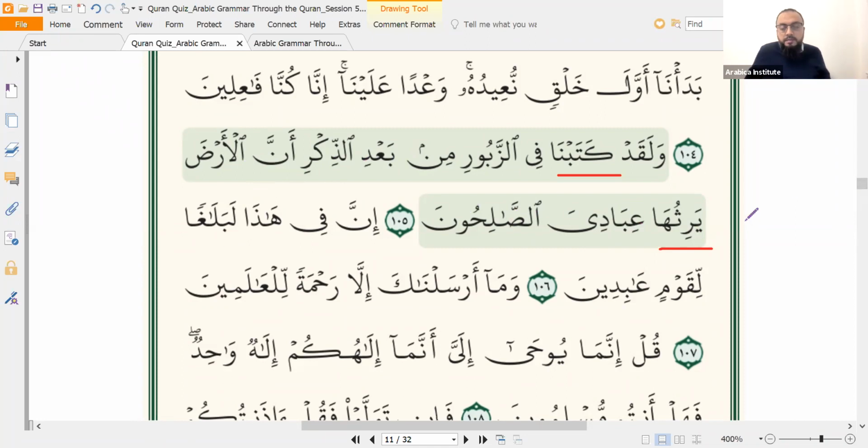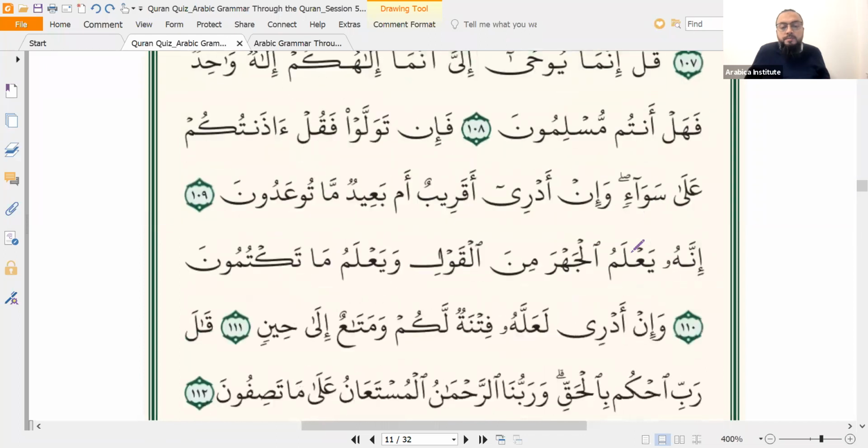The fa'il is written as a noun, right? This word here is a fa'il. It doesn't have a dhamma. This ya is mine, my servants. Ibadi. Normally you'd have a sukoon on the ya. Sometimes you're allowed to put a fatha as well. Ibadiya. This is forced to have a kasra because of the ya. Okay.